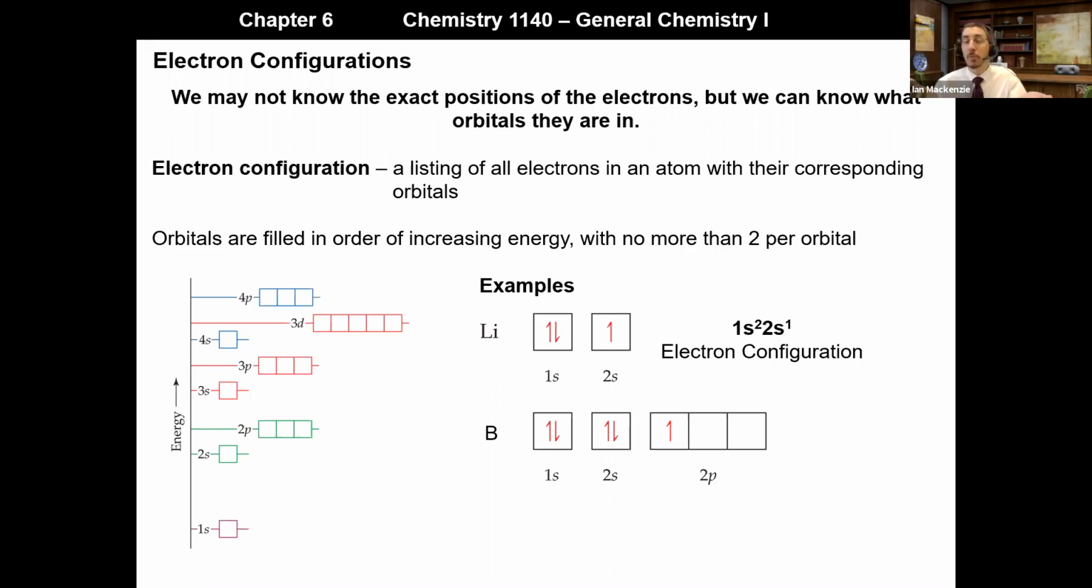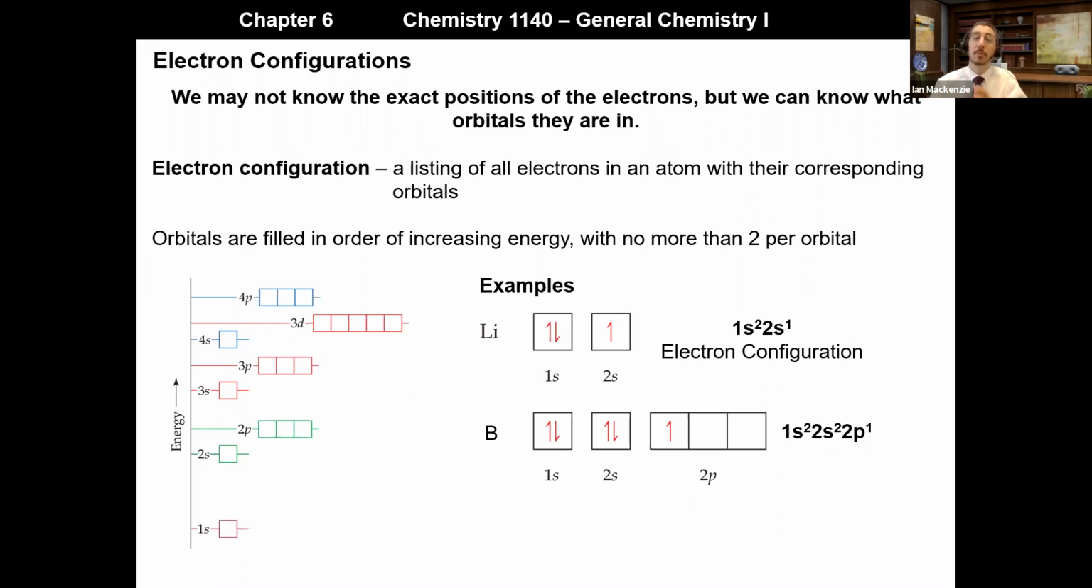And all 3 of the 2p orbitals are the same energy. Remember, they're degenerate. So it doesn't matter which one I put it into, I just put it into one of them. And then I would write this out as 1s2, 2s2, 2p1.